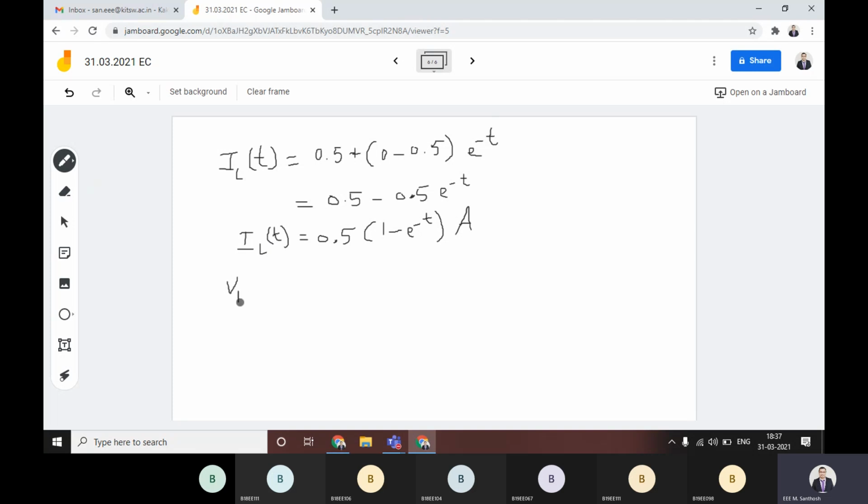Can anybody calculate? Now you got this one, okay. But if they are asking VL of t, how will you calculate? Can anybody tell us the expression for VL of t? L into di by dt. Very good. L into d IL of t by dt. That means you have to differentiate this part and multiply with L. L is 1 Henry. Just differentiate this expression with respect to t. How much are you getting, you tell me.